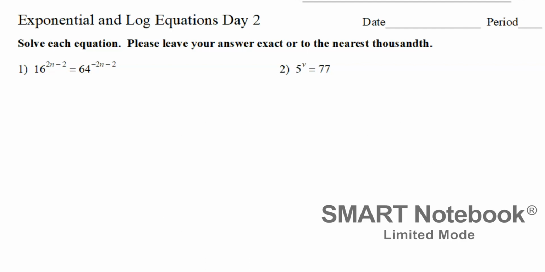Hello everybody, welcome to the practice problem video for exponential and log equations day 2, so technically section 10.6. Let's start here with number 1, which is an exponential equation.